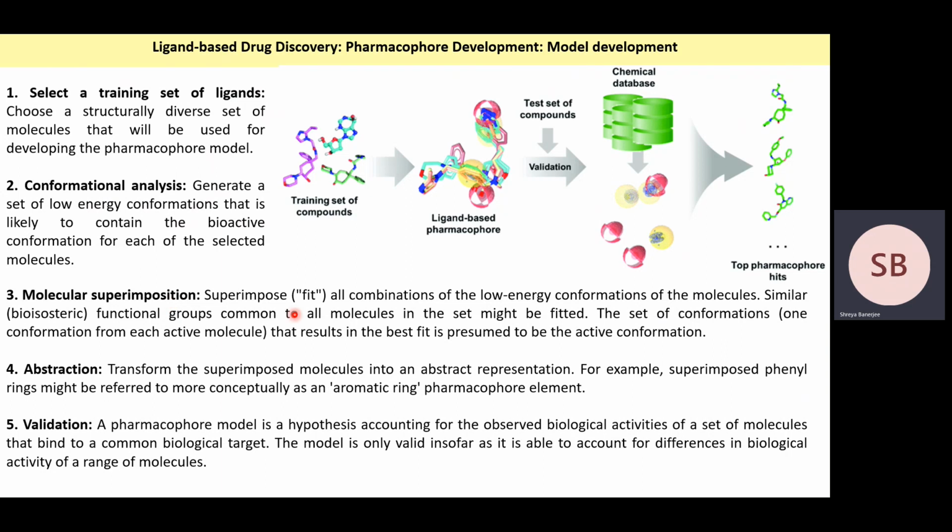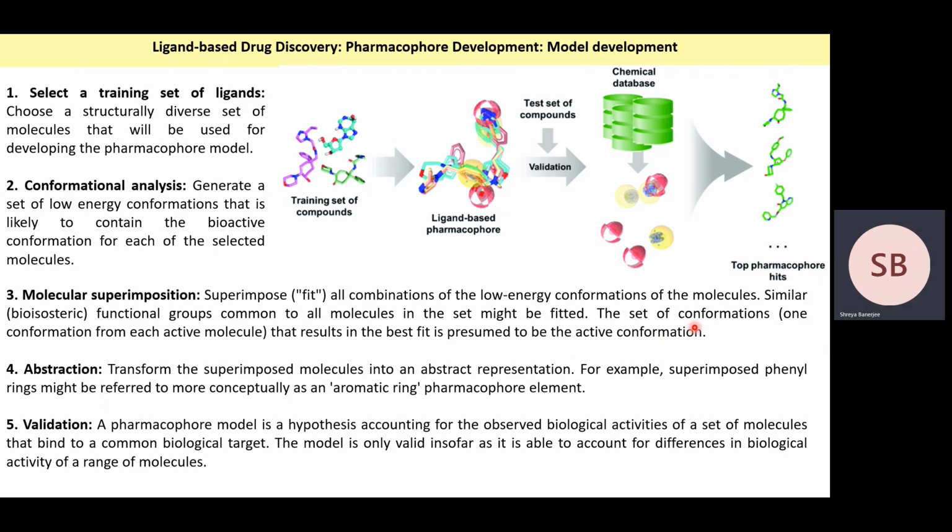The third step is the molecular superimposition. Here we have to superimpose all combinations of the low energy conformations of the molecules. Similar functional groups common to all molecules in the set might be fitted. The set of conformations that results in the best fit is presumed to be the active conformation.